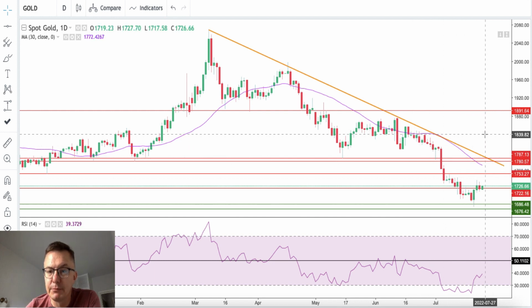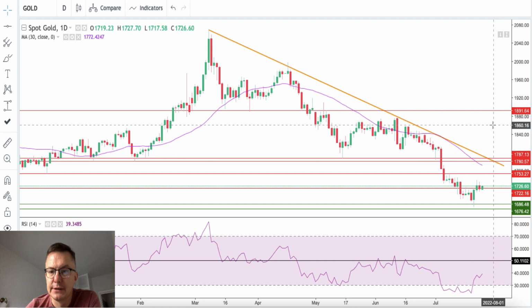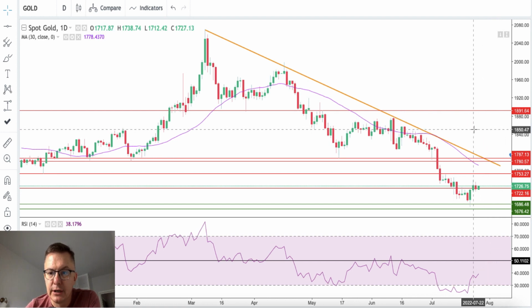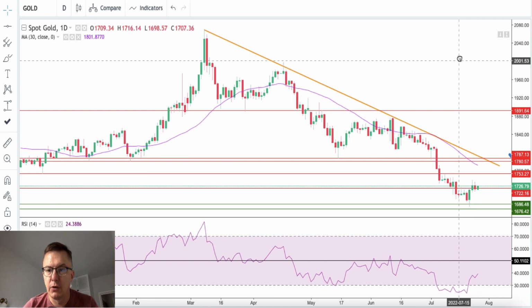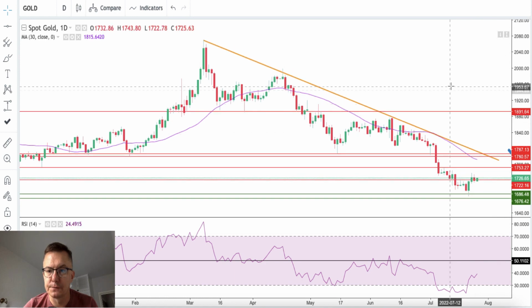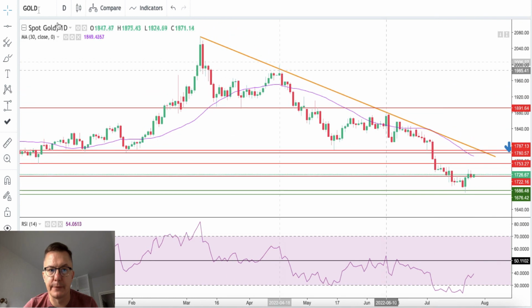So we need to break above the moving average, above the trend line, above the level of 1787, which is the technical resistance from the middle of May 2022. Then we can fly higher towards the next target 1891. So the gold is under pressure, and if we break below 1686, definitely we can go way lower. There's plenty of room to go lower. So that's the gold market.